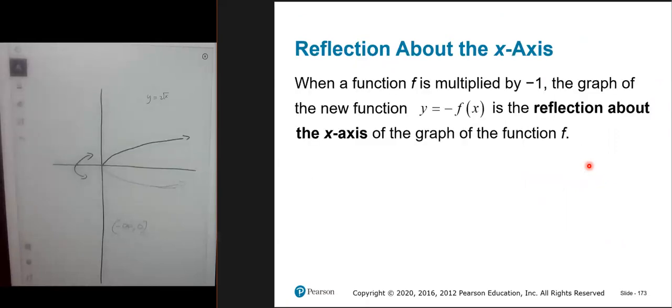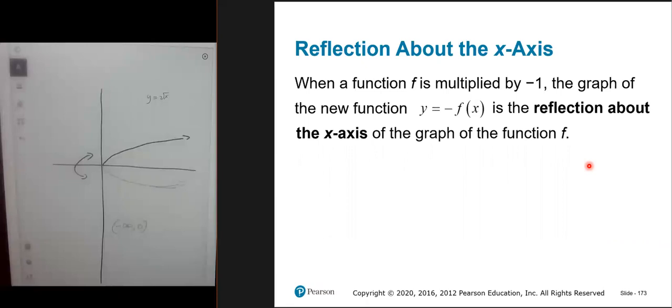So a reflection about the x-axis: when a function f is multiplied by -1, the new function y equals negative f of x is a reflection about the x-axis of the graph of f of x. Oh, I'm sorry, quick question. If it's more than -1, would it be a reflection and a stretch, or is it no longer considered a reflection? Well, when we talk about reflections, we're talking about just the negative sign.